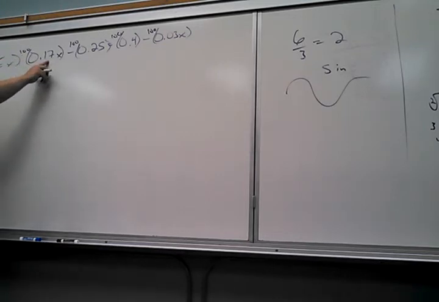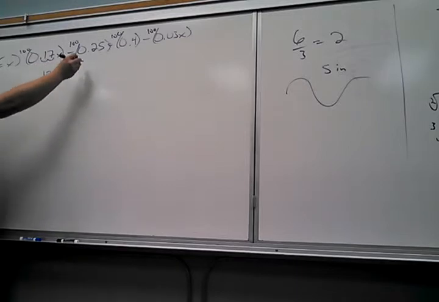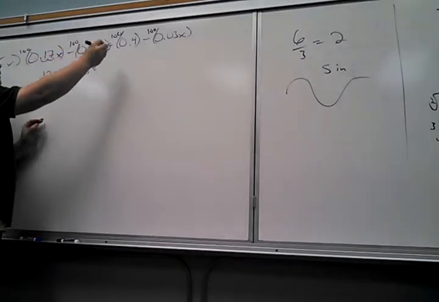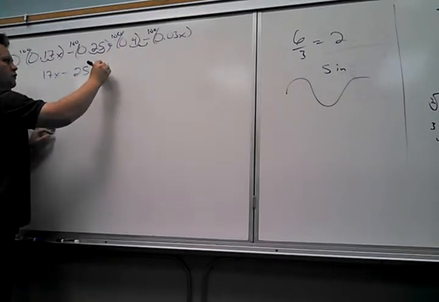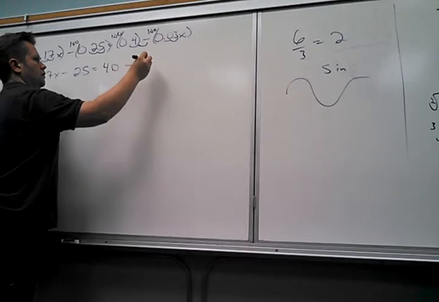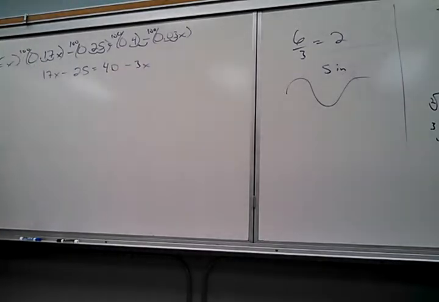So what do you end up with here? Beautiful. It goes once, twice. 25 and 40. Yeah, exactly. Not 4. 40. Twice would be 40. 30. Oops. Minus 3x. And now that's this. Right, now that should be no problem.